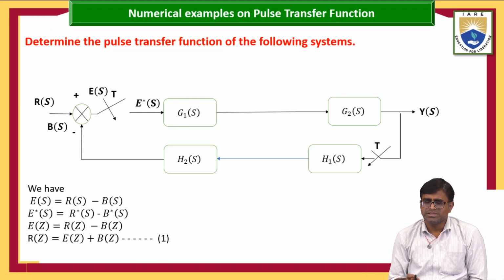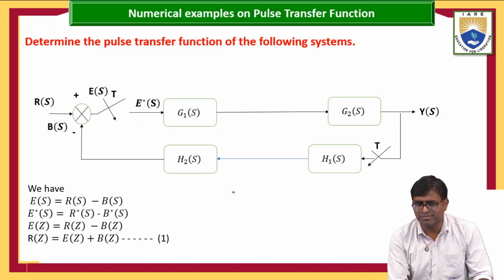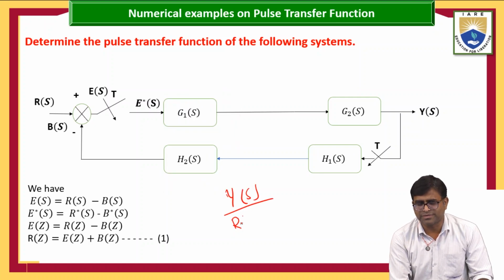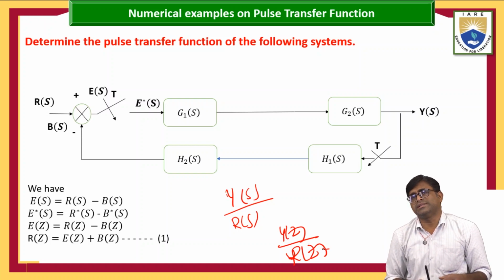What do I have to find? Generally we have to find the transfer function, that is Y of S by R of S, that is Y of Z by R of Z. We have to find Y of Z by R of Z.